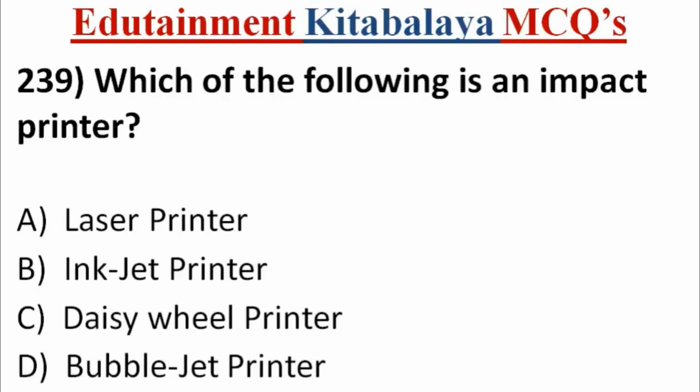Question number 239. Which of the following is an impact printer? A. Laser printer. B. Inkjet printer. C. Daisy wheel printer. D. Bubblejet printer. Correct answer is C. Daisy wheel printer.